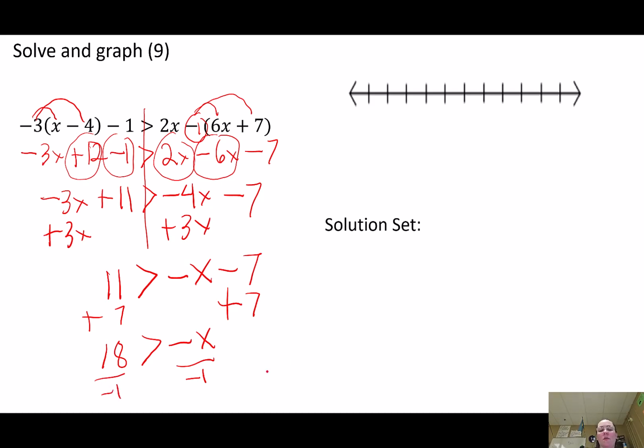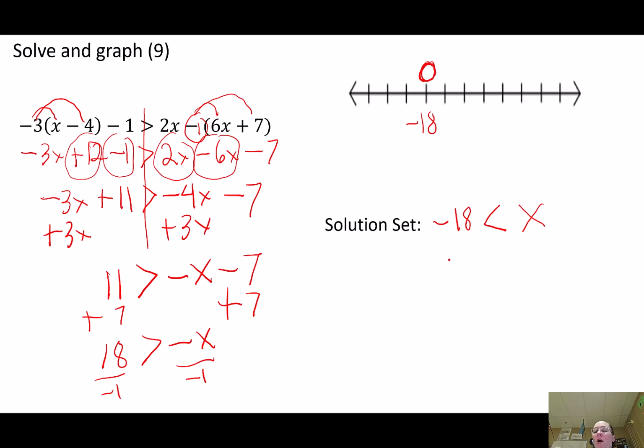So when we solve this, we get negative 18 is less than, we flipped because the 1 is negative, x. So I know I'm at negative 18. I'm going to have an open circle, but which direction am I going to shade? If we just looked at the sign, we would say left, but that's not true, right?